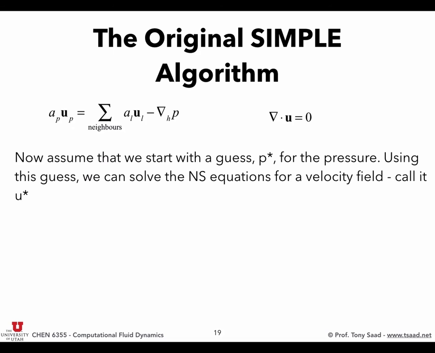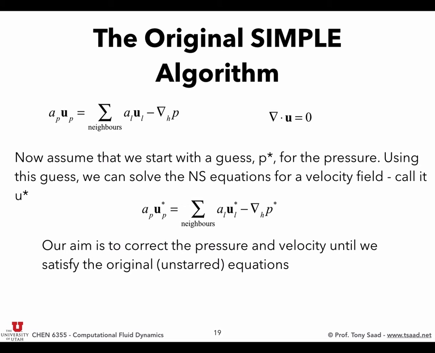If we are starting with a pressure guess for p star, using this guess, we're going to solve this equation above for a velocity field that we're going to call u star. So if we take p star, we can solve this equation for u star. That's a linear system of equations that you can solve. Now, our aim is to correct the pressure and velocity until we satisfy this. Remember, there's u, that's the original equation, with div u equals 0. There's this guy that doesn't satisfy div u equals 0, so div u star is not 0.